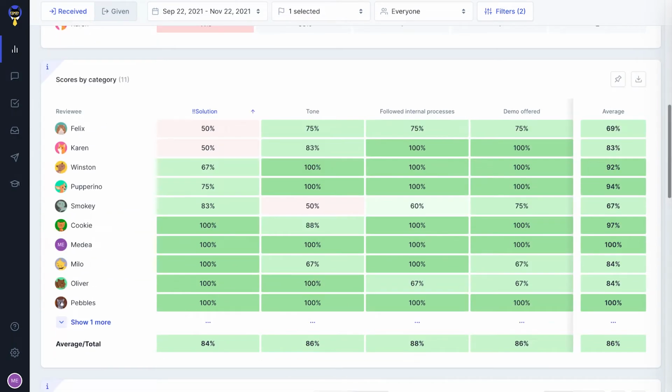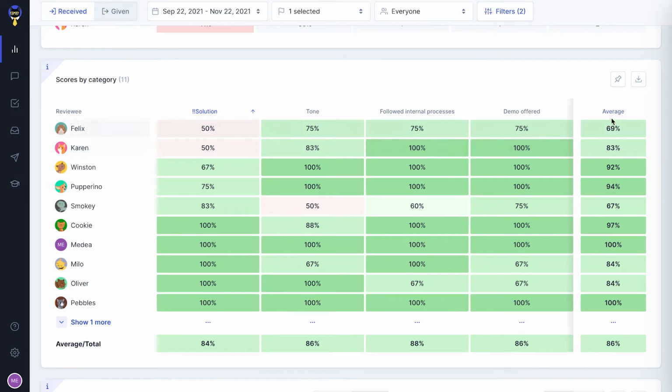Going to the table over here, this is where I would come if I wanted to understand the areas of excellence and areas of improvement per agent. And again, if we take a look at Felix and Karen, you can right away tell that solution is a little bit problematic, this category, because the average score was 50%. The rest of the categories are actually quite all right.